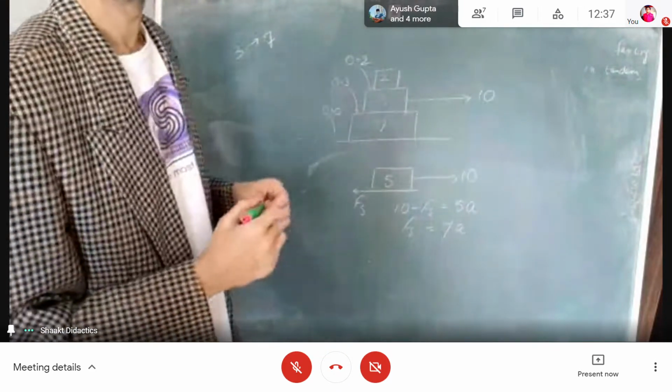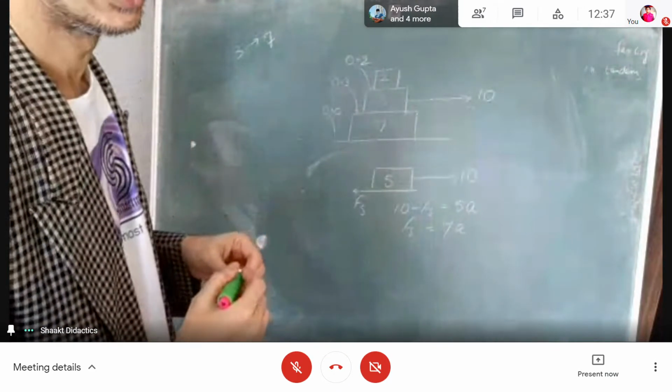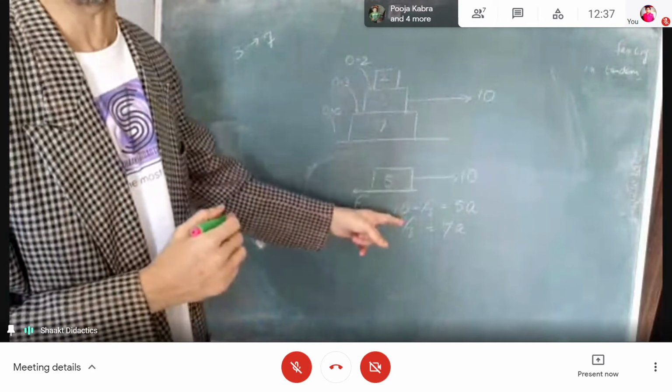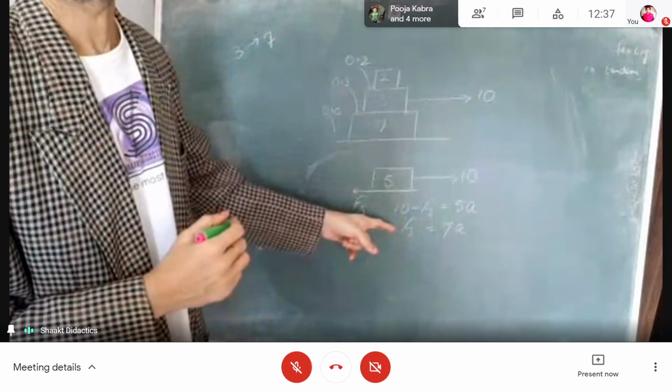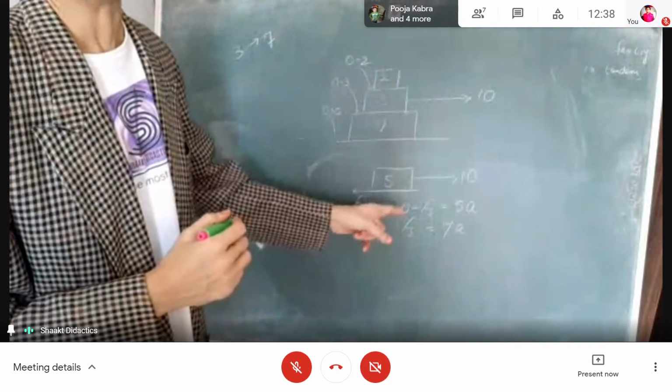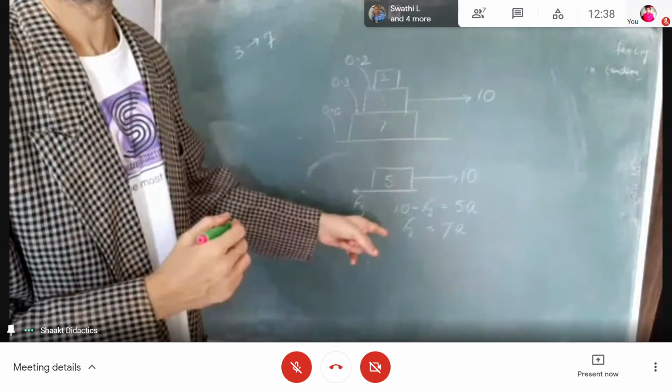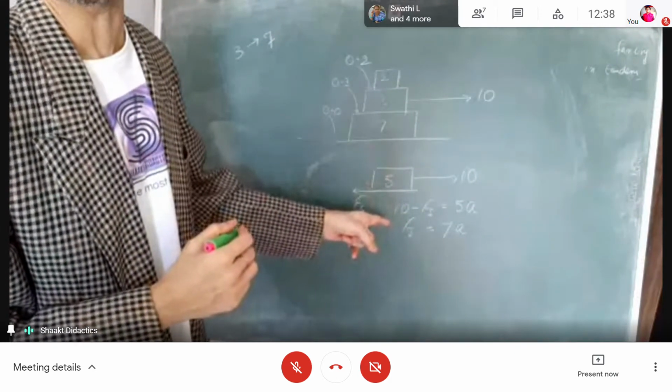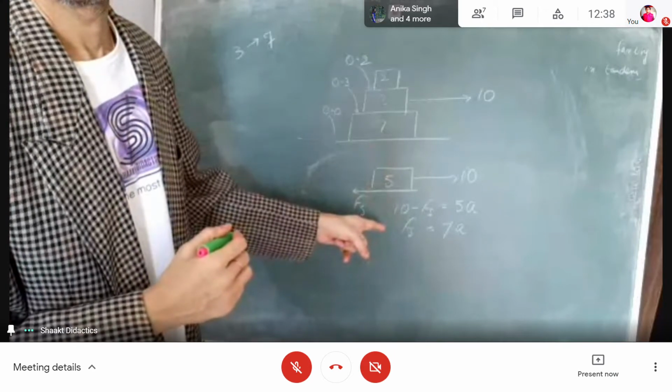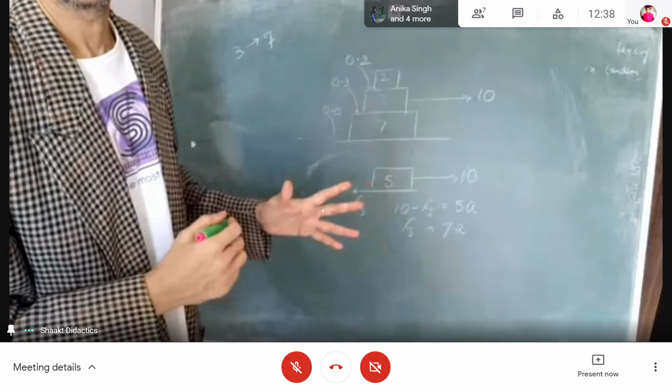Now we'll find Fs maximum. What will I find first here? Fs. Tell me step by step. After this, what will I do? I didn't find Fs maximum after this. Yes, I'm telling. Please do then.